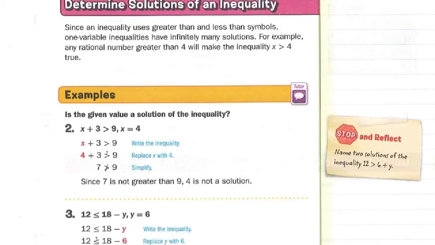Okay, since an inequality uses greater than and less than symbols, one variable inequalities have infinitely many solutions. That means that they can have any number of solutions. For example, any rational number greater than 4 will make this inequality true. X is greater than 4. So you could put a 5 here, a 6 here, a 7 here, an 8.5 here. Anything that is greater than 4 will make that true.